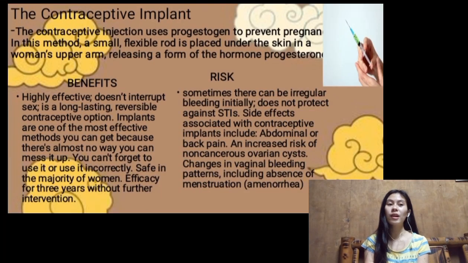So the fourth one is the contraceptive implant. The contraceptive implant uses progestogen to prevent pregnancy. In this method, a small flexible rod is placed under the skin in a woman's upper arm, releasing a form of the hormone progesterone. The benefits of the implant include being highly effective, not interrupting sex, and being a long-lasting reversible contraceptive option. The implant works as well as sterilization and the IUD.